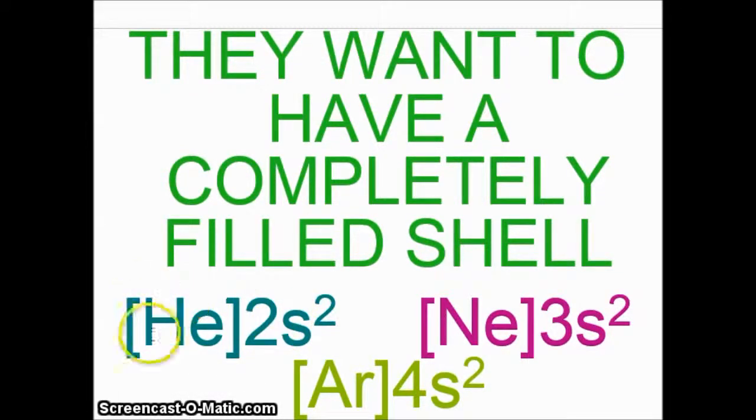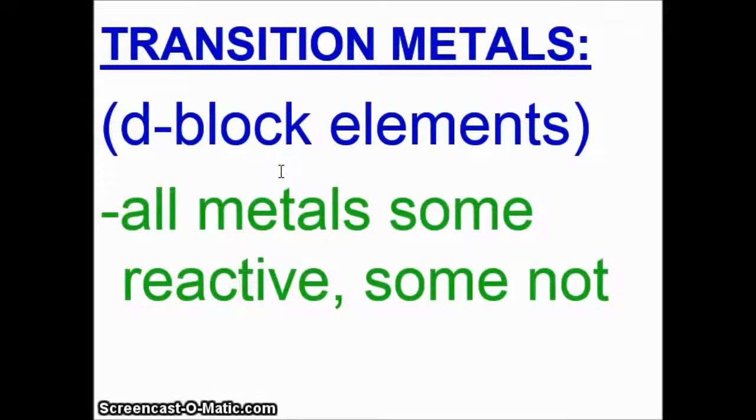And if we look here, we have these electron configurations: 2s2, 3s2, 4s2. All they need to do is lose 2 electrons, and they would have a noble gas configuration. So they're very reactive and very willing to give up those 2 electrons so they can have that filled outer shell. The next group I want to talk to you about is the transition metals, which is the entire d block. That's groups 3 through 12.